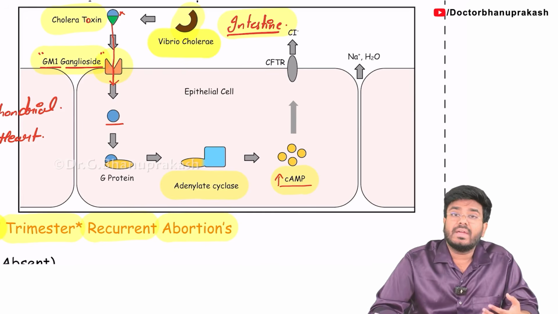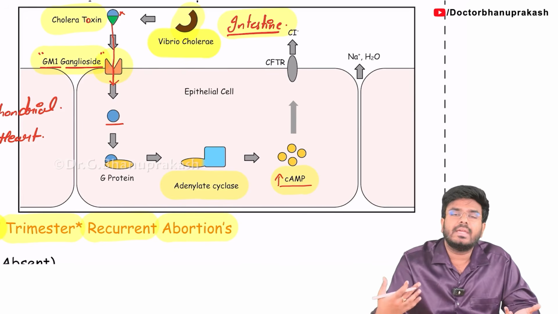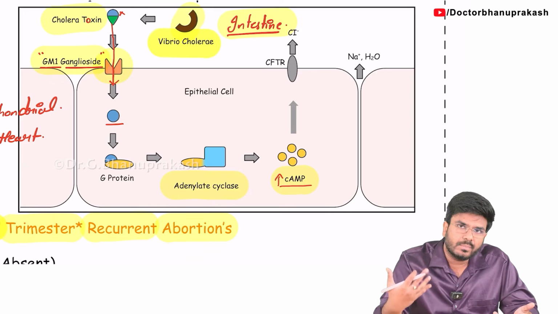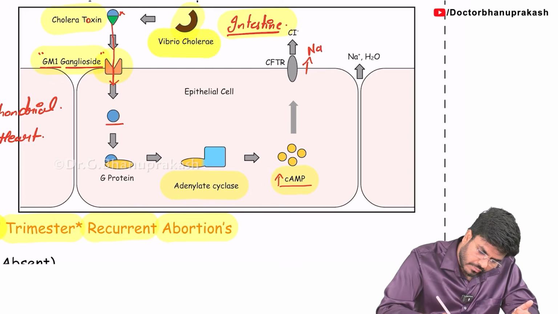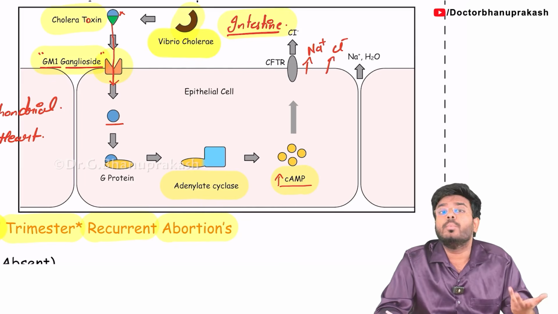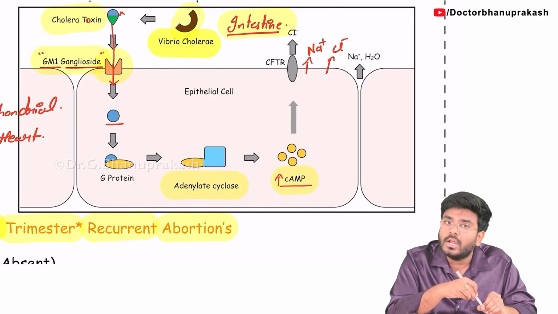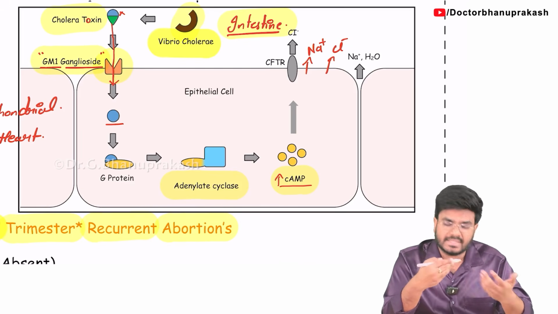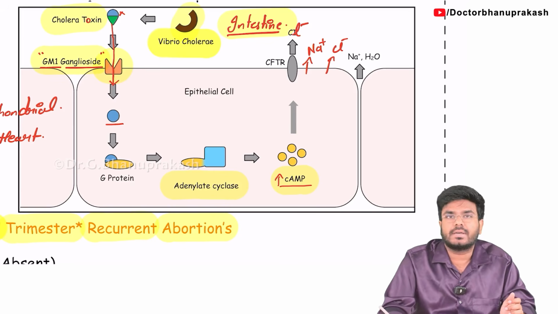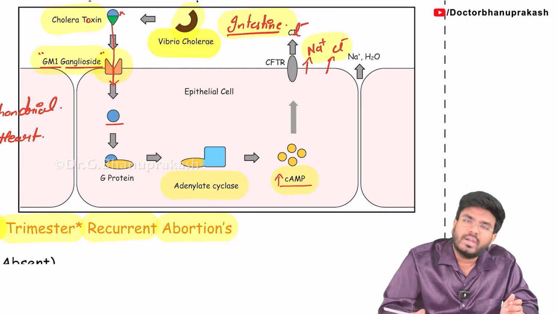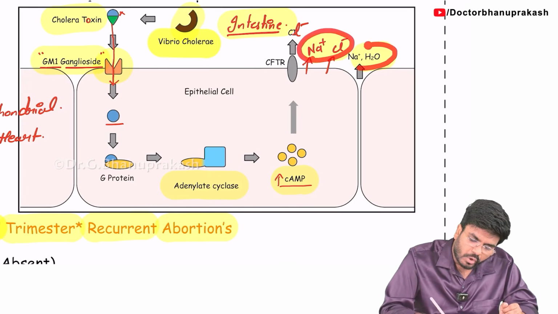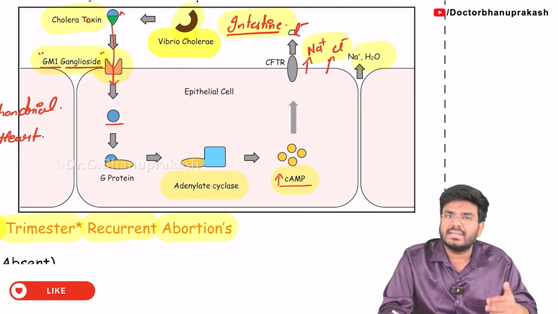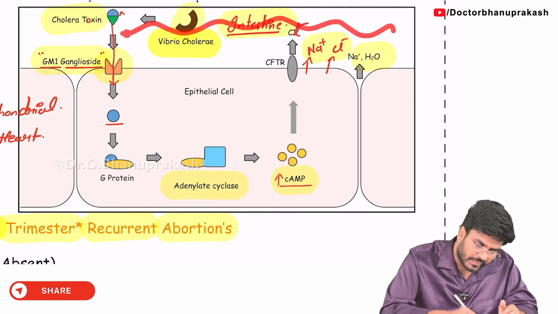Now what happens in the intestinal epithelial cells if there is more cyclic AMP? It is going to cause the secretion of sodium and chloride into the lumen of the intestines. More sodium chloride is getting secreted. And you know, wherever sodium chloride goes, water follows. So more sodium, chloride, and water are getting secreted into the intestines.